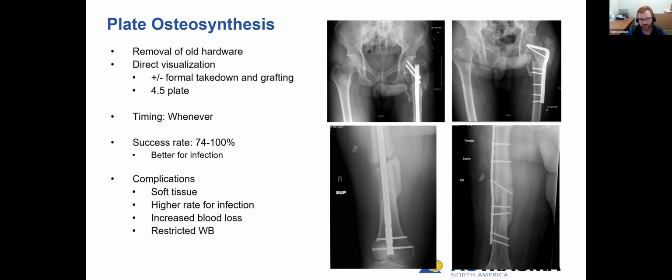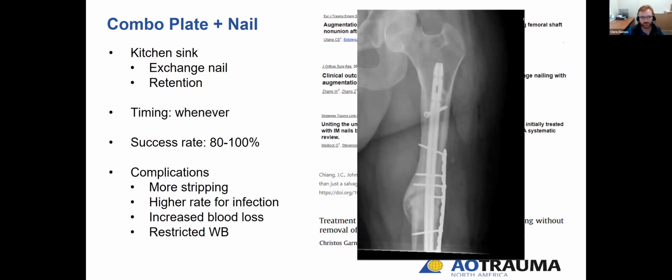What are the complications associated with this? It's more soft tissue stripping, which we of course know is bad. Higher rates of infection have been reported in plate osteosynthesis for these non-unions. You're going to have increased blood loss, and unlike nails, generally you have to restrict weight bearing afterwards after plate osteosynthesis of non-unions.